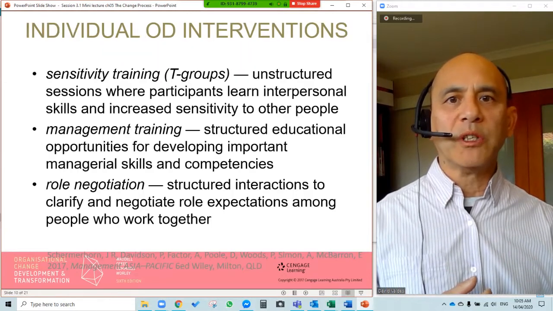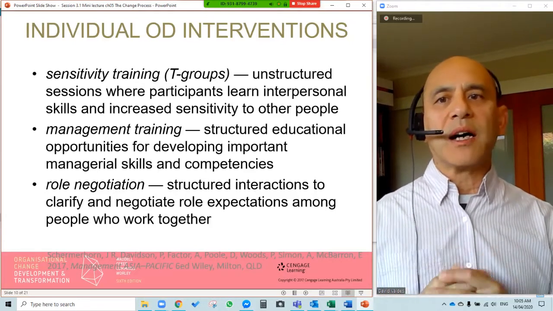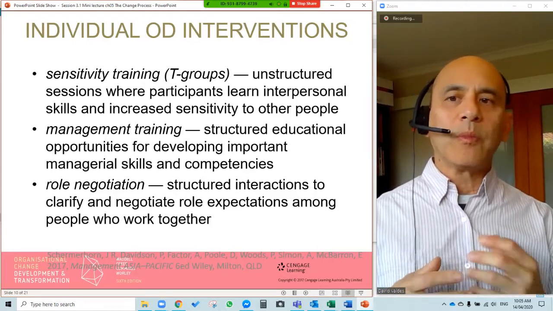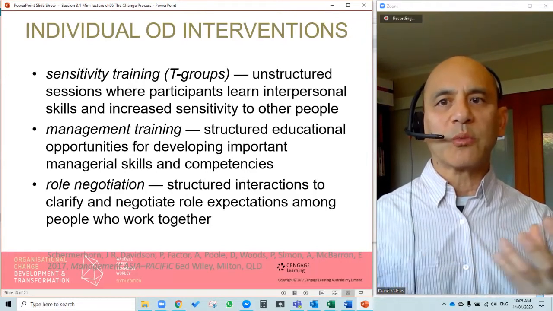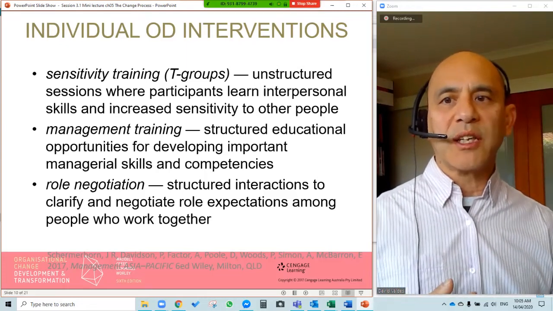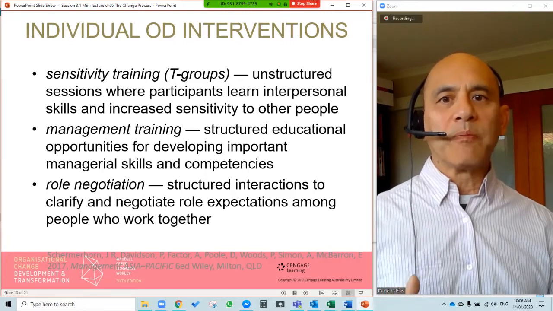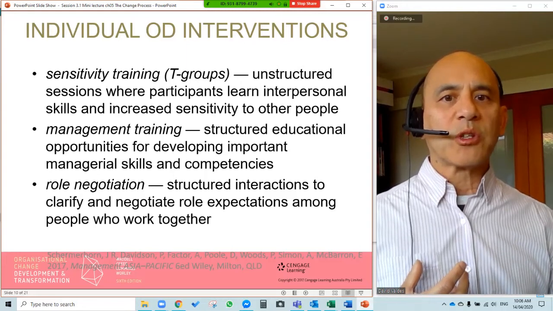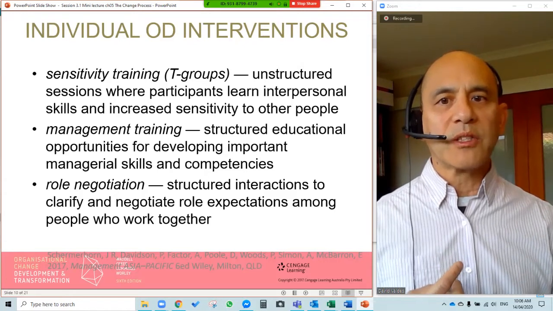So, individual OD interventions, and these are just examples of what we can do. If we identify that there are particular individuals that need help in developing better relationships with their co-employees, then you could recommend such things as sensitivity training or what we call a T group. This is an unstructured session where participants learn interpersonal skills and increase sensitivity to other people.